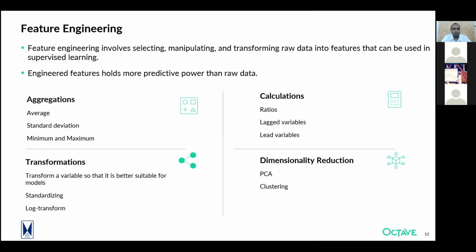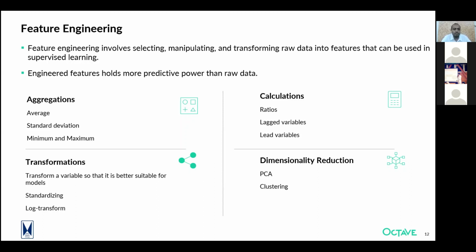So moving on. When it comes to this concept of feature engineering, what we do is we create new features that we expect would have more predictive power than having the raw data. Basically, we transform the raw data in order to create new features. When it comes to the methods of feature engineering, there are multiple ways you can do it. We have techniques such as aggregations, calculations, transformations, and finally dimension reduction.